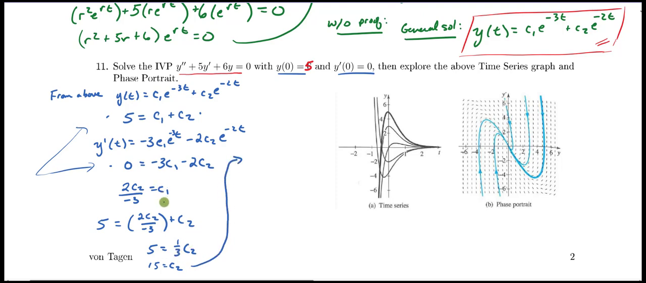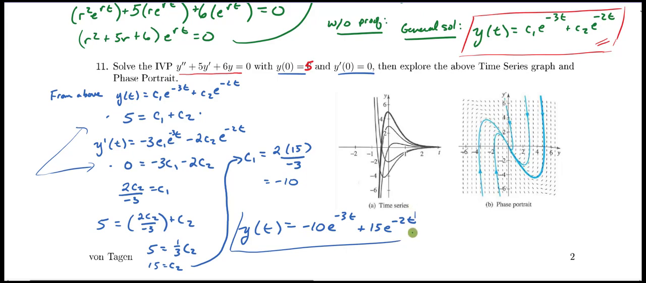Once I know what c2 is, I can go ahead and find c1. c1 is equal to 2 times 15 over negative 3, and let's see here, that gives us negative 10. Double check me. And so we can give the particular solution to this second order initial value problem. The particular solution then is negative 10 e to the minus 3t plus 15 e to the minus 2t.